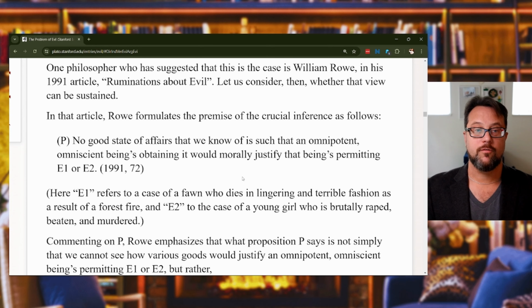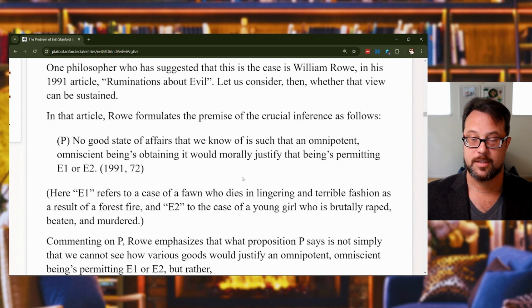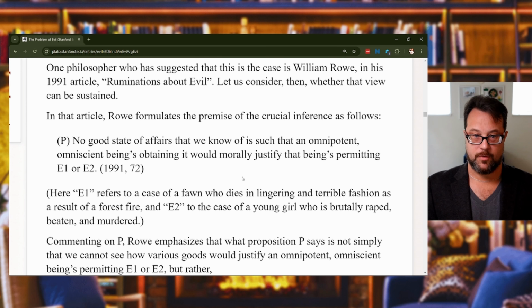So, quote, one philosopher who has suggested that this is the case is William Rowe. In his article, Ruminations About Evil, I love that. If you're gonna name an article, give it that sort of intrigue. He could have called this Thoughts About Evil, or he could have called it My Thinking About Evil, but that just doesn't sound good. Ruminations About Evil just has a really nice ring to it.